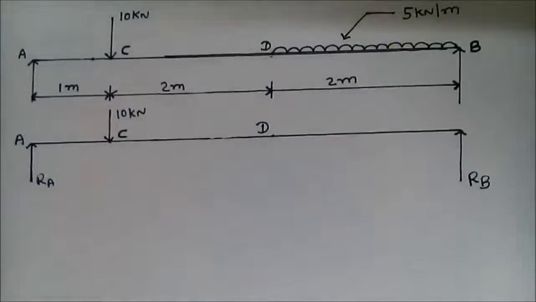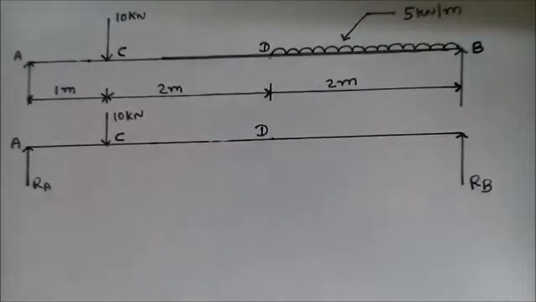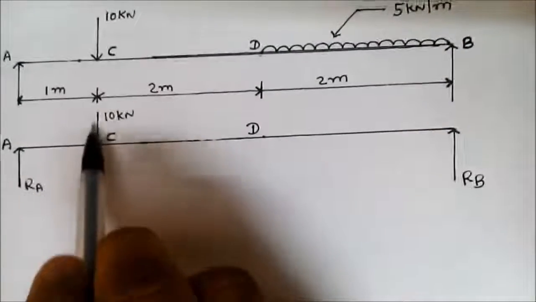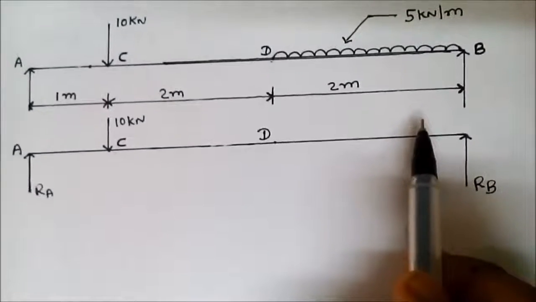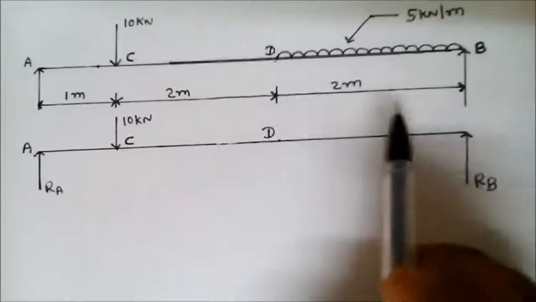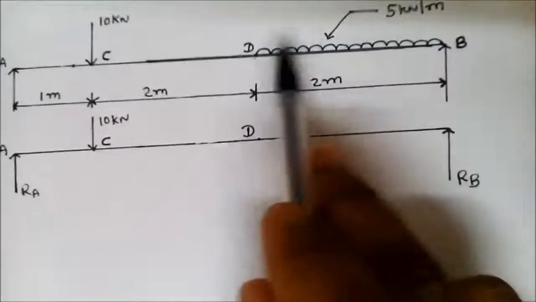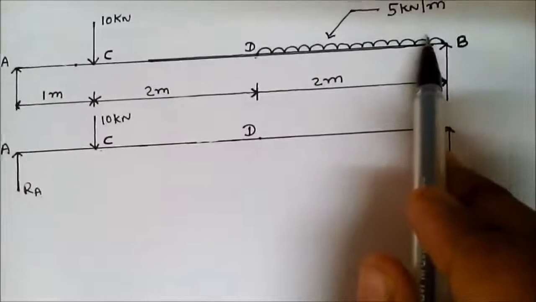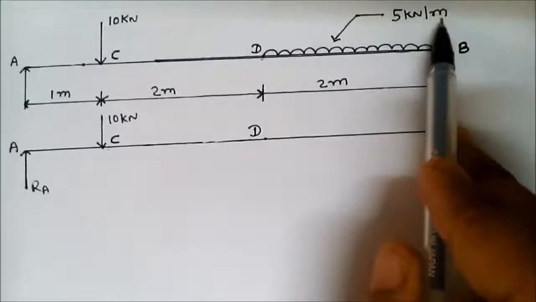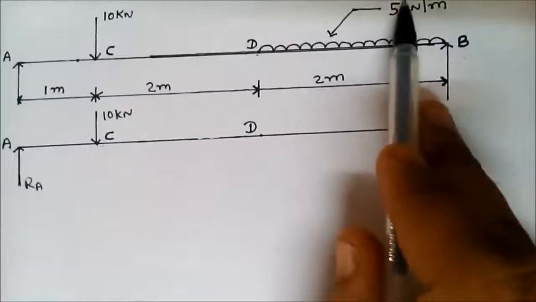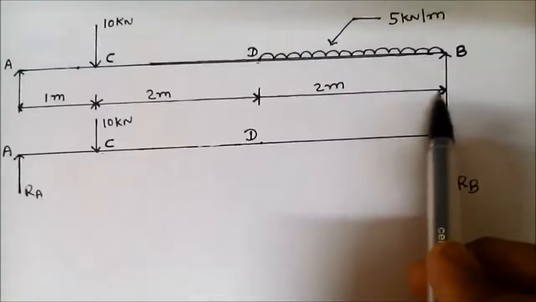In the second step, convert the UDL into a point load. The point load is as it is, 10 kN at point C. Between D and B, a UDL is acting on the beam. What is the meaning of UDL? UDL means uniformly distributed load. The load acting per meter length on the beam is 5 kilonewton, and the total length is 2 meter.